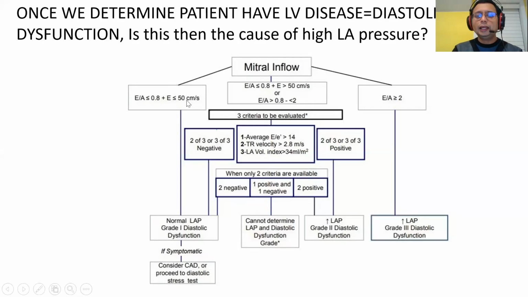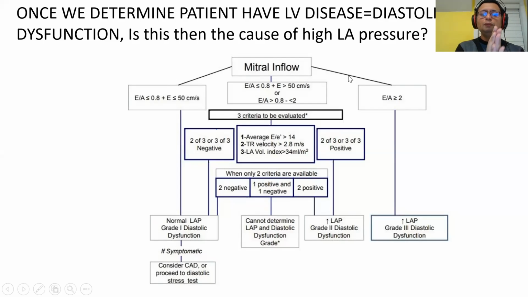Now, if your E over A is less than 0.8, with an important caveat, don't forget this caveat, E must be less than 50 centimeters per second. If E is less than 50 centimeters per second, you don't need to do anything else. Your patient has grade 1 diastolic dysfunction. So grade 1 and grade 3 are really easy. Just look at E over A. What is your patient's E over A?